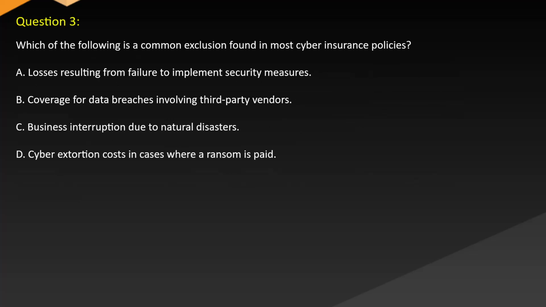Question 3. Which of the following is a common exclusion found in most cyber insurance policies? A. Losses resulting from failure to implement security measures. B. Coverage for data breaches involving third-party vendors. C. Business interruption due to natural disasters. D. Cyber extortion costs in cases where a ransom is paid.